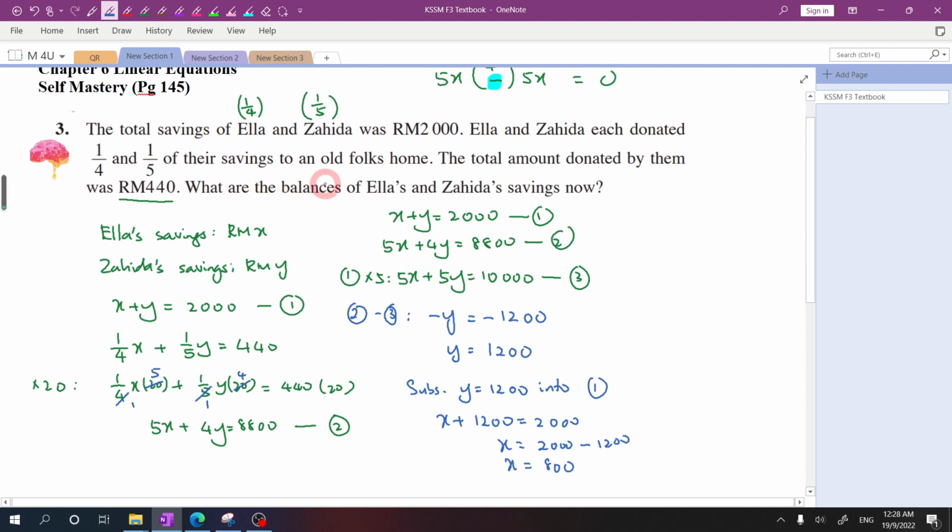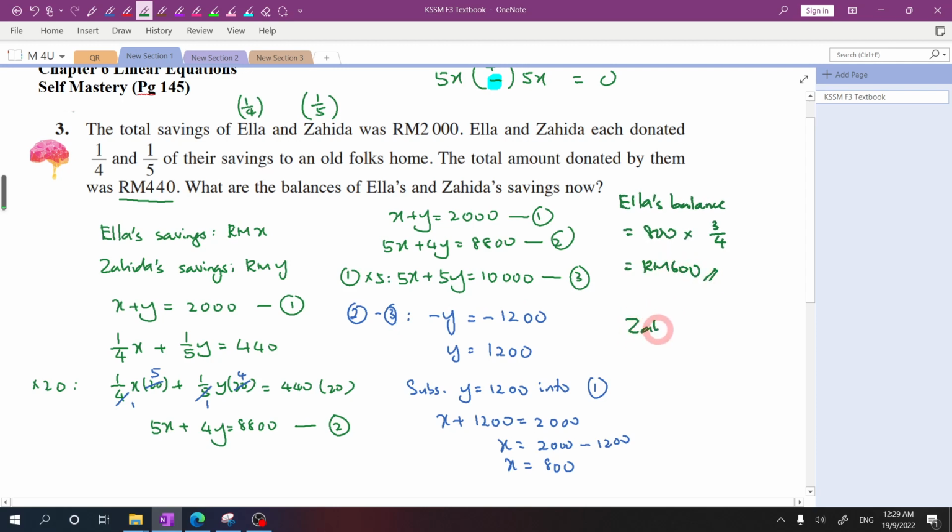Now the question is asking their balance after donating to the old folk home. So, Ella's balance. x before donating is x, which is 800. So Ella donated 1/4 of her total saving. That means she has 3/4 left, right? Okay, 800 times 3/4, you will get 600.